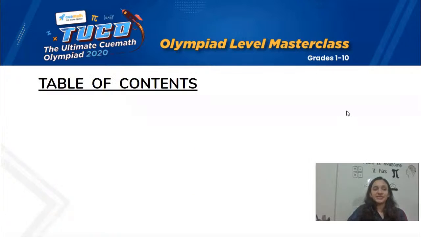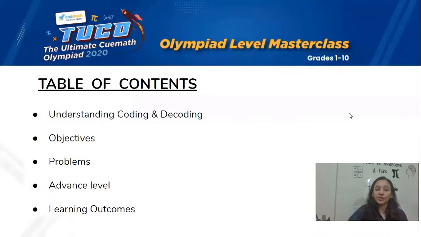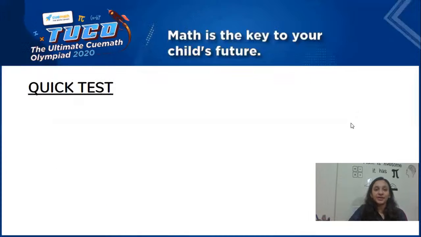So the first thing that we start with is the table of contents so that we know what we are going to cover in today's masterclass. We are going to understand the core concept of what coding and decoding is. Then we'll see some objectives based on which we'll be solving problems, which would be of basic level as well as advanced level. And then we'll see what the takeaways and learning outcomes are from today's masterclass.